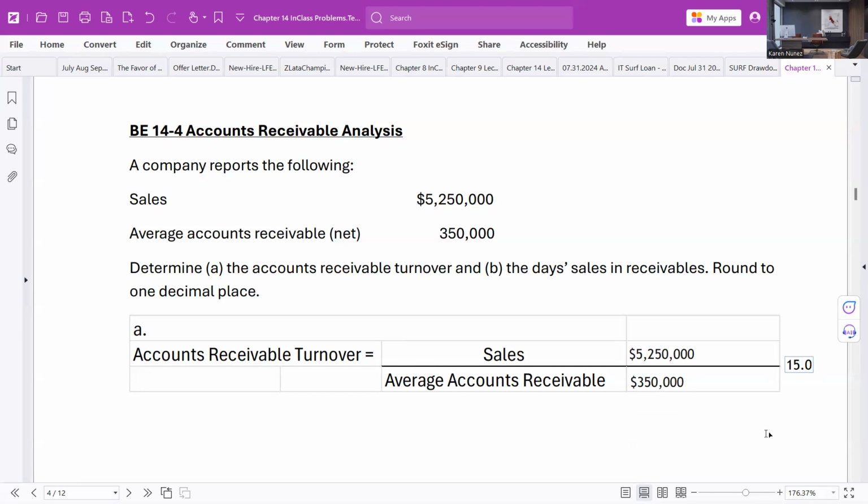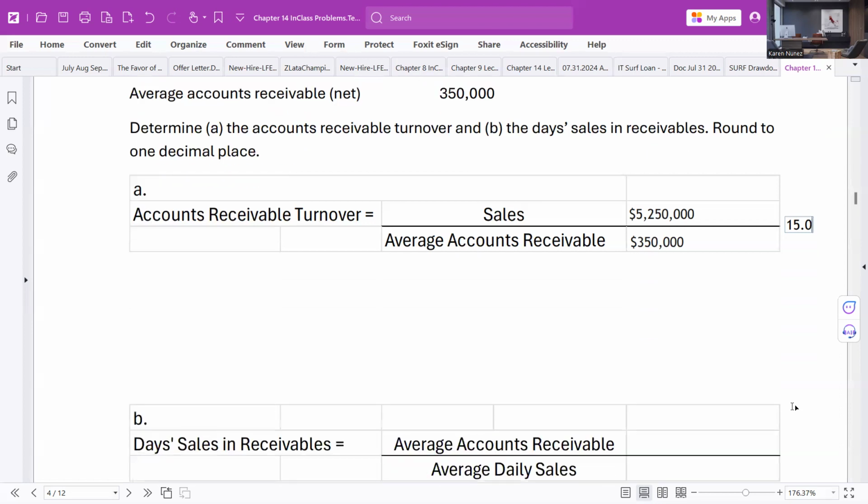And what does that tell us? It tells us the number of times that we collect on our receivables. So 15 times, right? You make a sale, and on average, our accounts receivable is $350,000. So on average, we run through, or turn over, our receivables 15 times during the year and collect on them. And this is the kind of ratio that you'd want to compare to industry averages, or to prior years or prior periods, to get some sense for how you're performing versus in the past, or versus some kind of an industry benchmark.